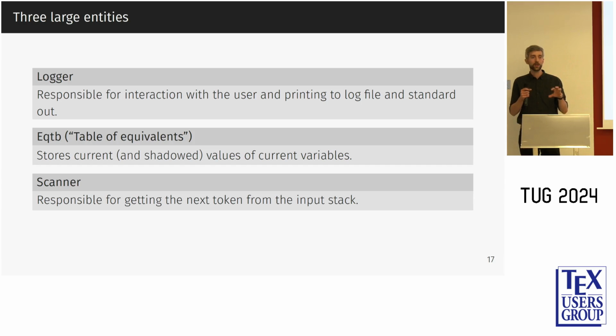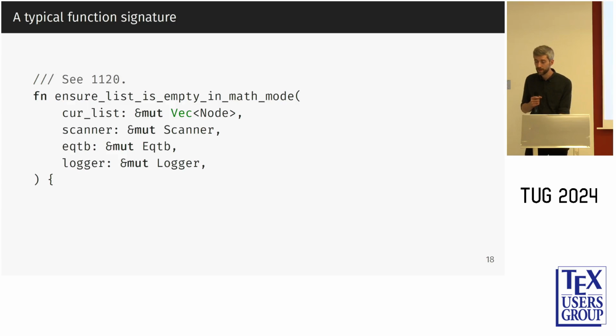Because these all have interdependencies, you often end up with methods that have a function signature like this one. This is just a small function that ensures that a list is empty when in math mode. It takes the current list, but then you need to pass the scanner and the EQTB and the logger, because you might need to print an error or various different things. So unfortunately it was not possible to get rid of these. It wasn't quite possible, as I had hoped, to separate concerns as much as I wanted to.